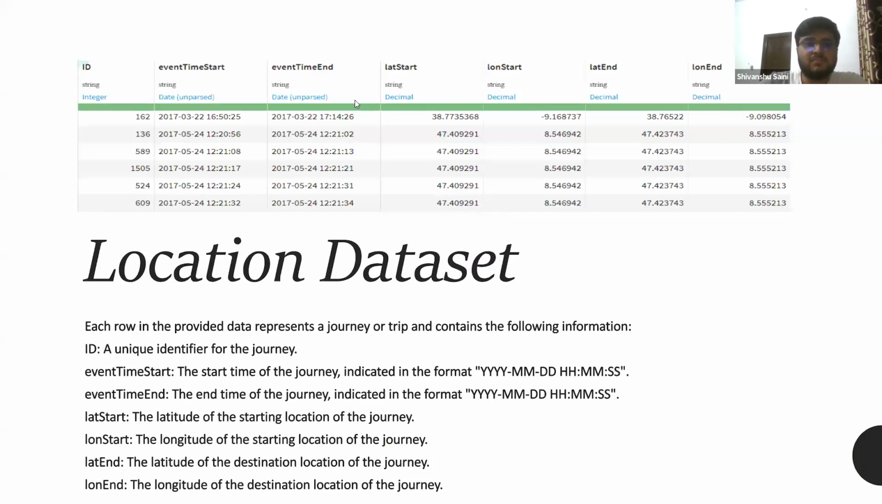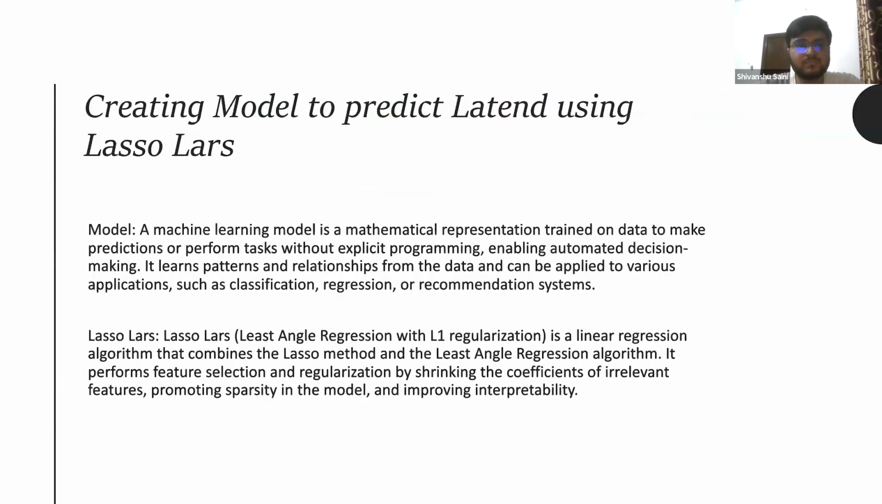So the data set which was provided for the future location prediction system is the location data set, and each row in this data set represents a journey or a trip and contains the following information: ID, a unique identifier for the journey; event time start, the start time of the journey; event time end, the end time of the journey; lat start, the latitude of the starting location of the journey; and lon start, the longitude of the starting location of the journey. Lat end means the latitude of the destination location of the journey, and lon end means the longitude of the destination location of the journey. So first we have to create a model to predict lat end using Lasso LARS.